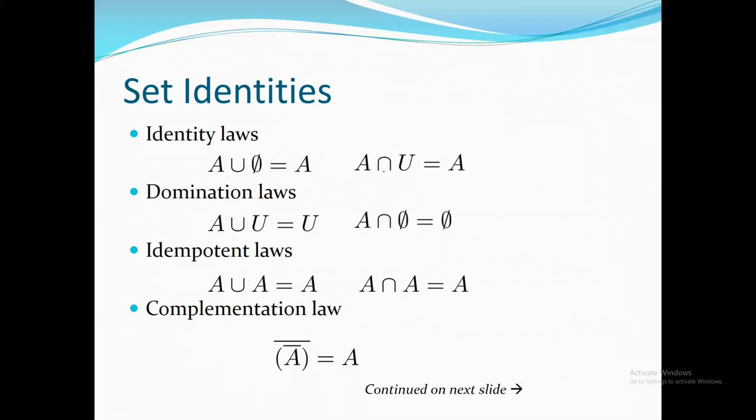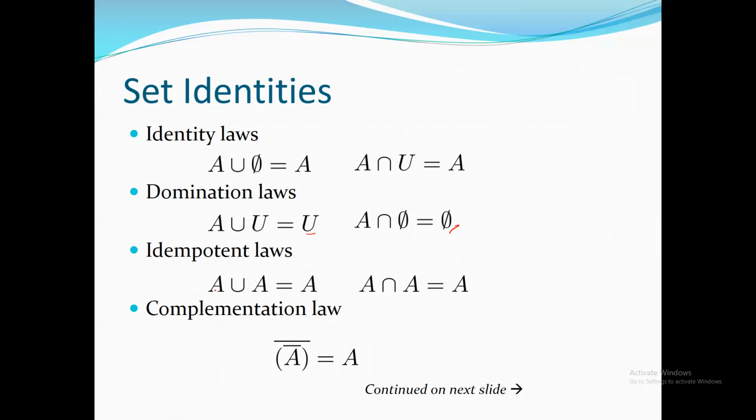And if you take A intersection with the universal set, you will always get A, because A's elements are the common elements with the universal set. Domination law says A union U, if you are taking the union with the universal set, you will always get the universal set as a result. And if you are taking A intersection with the empty set, you will always get the empty set. Why? Because there is no common element between A and an empty set.